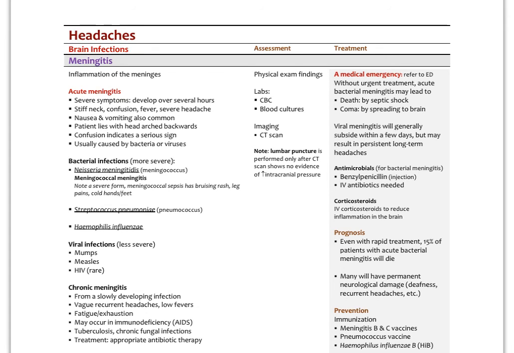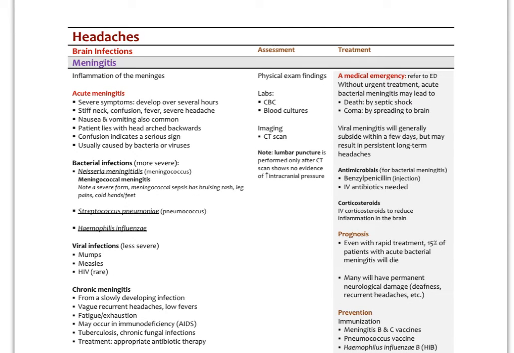If they start getting confused with this, that's a really serious sign, and all of this is a medical emergency. Meningitis can be caused by either bacteria or viruses. The most common bacteria would be Neisseria meningitidis, also known as meningococcus, and that causes meningococcal meningitis. That's the one most people have heard about.